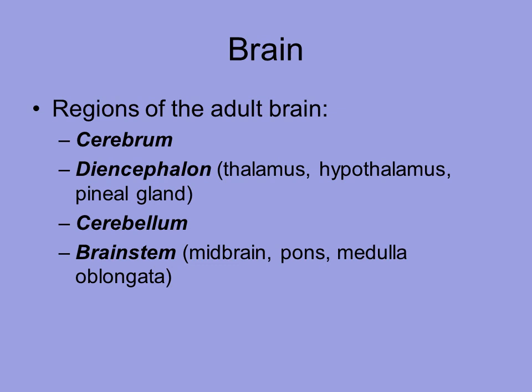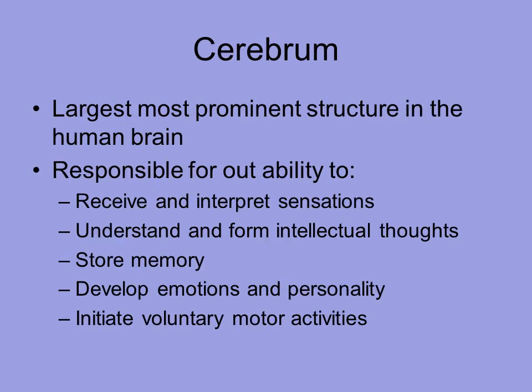The cerebrum, which is going to contain the majority, about 80% of the mass of the brain. The diencephalon, which composes the thalamus, hypothalamus, and the pineal gland, the cerebellum, and then the brainstem. And the brainstem is going to be composed of the midbrain, the pons, and medulla oblongata.